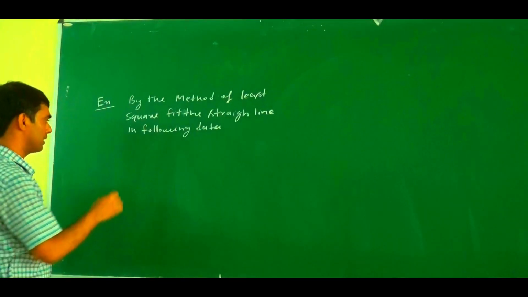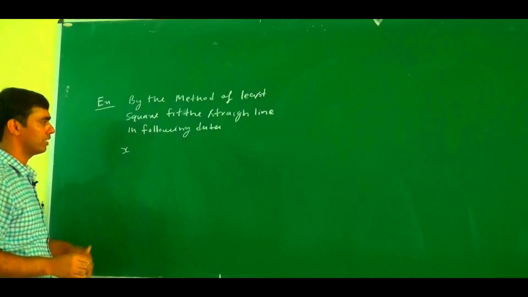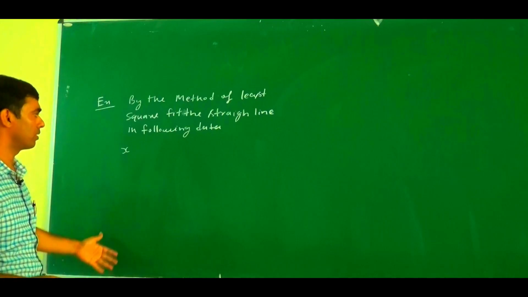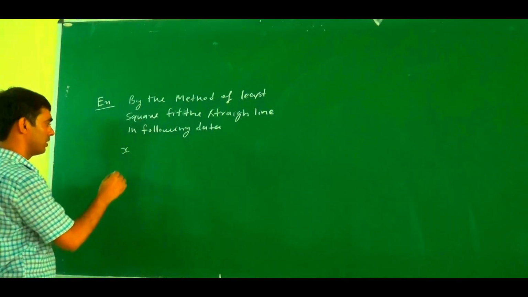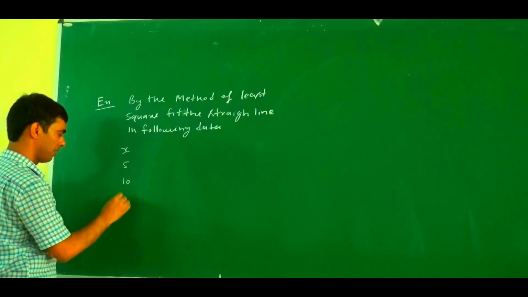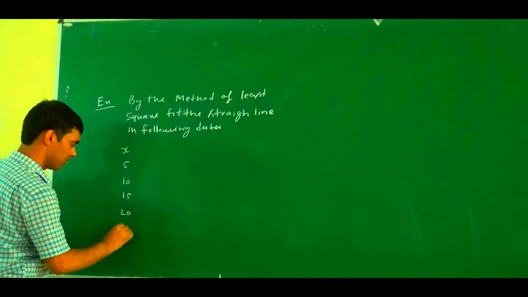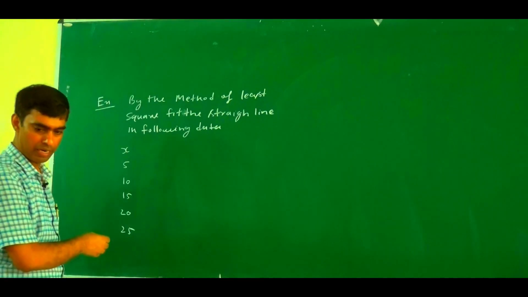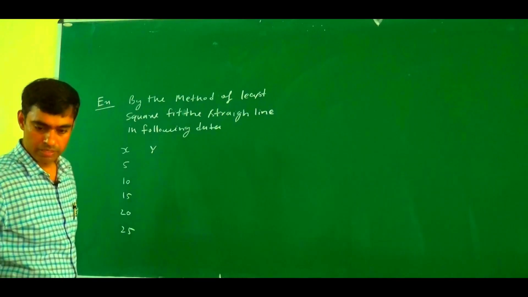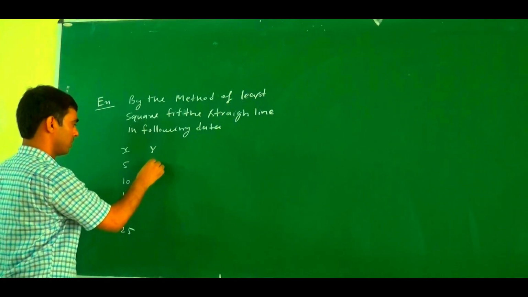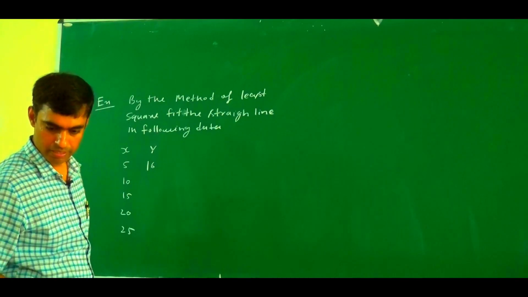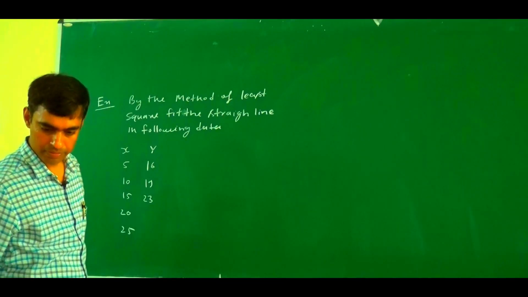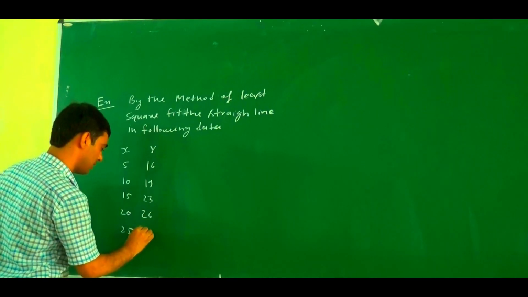So here we write the values of x and y. The values of x and y we write perpendicular, because this one means to solve, and if we write it perpendicular then it becomes very easy. So here we write the values of x: 5, 10, 15, 20, 25, and the values of y are 16, 19, 23, 26 and 30.